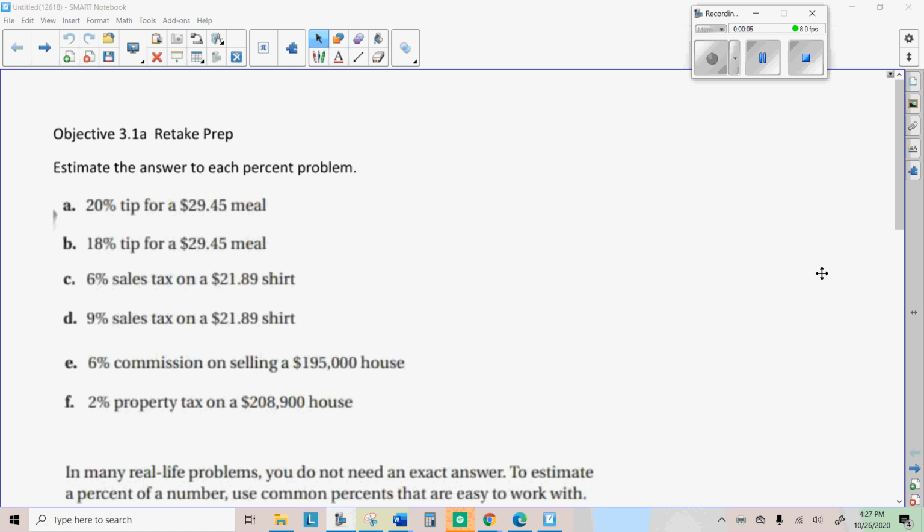This is Mr. Hermanson. This is for those of you that want to retake Objective 3.1a, which is estimating percent problems. So we talked about a couple things. The first one I want to just remind you of is the 10% and 1% strategy. So 10% is like 1/10, which means to get 10% you divide by 10, which is just moving the decimal over one place to the left.